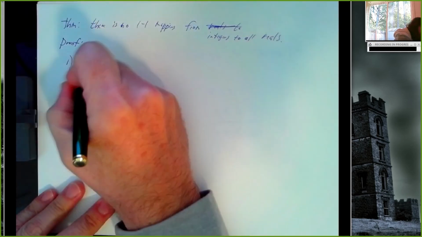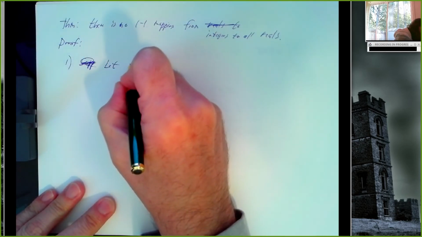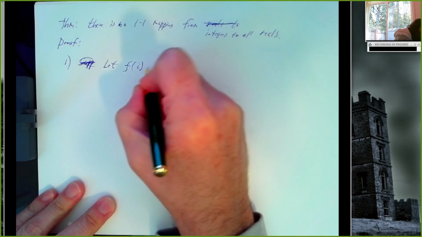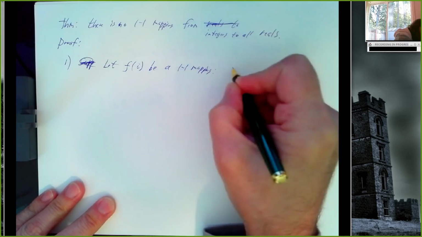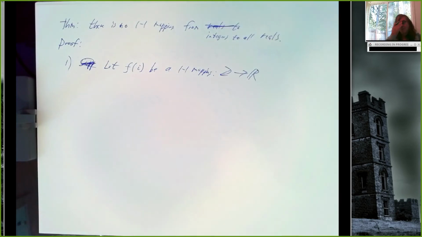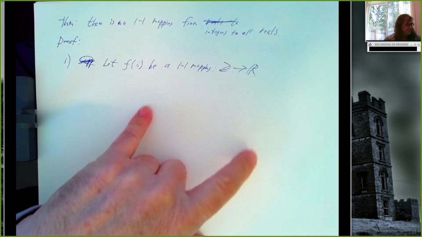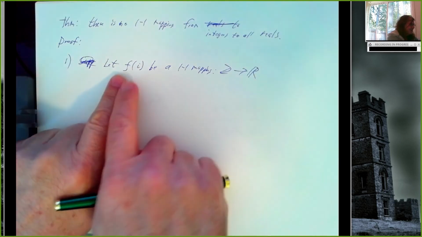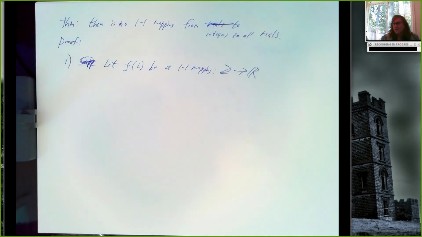So statement 1, suppose f of i is a one-to-one mapping from the integers to the reals. So pick an integer, f gives you the thing that it maps to, the real number. And this is our assumption, we're going to argue to a contradiction. And once we reach a contradiction, we'll have to conclude there is no such function f, which means there's no one-to-one mapping from the integers to the reals, and that'll conclude our proof.